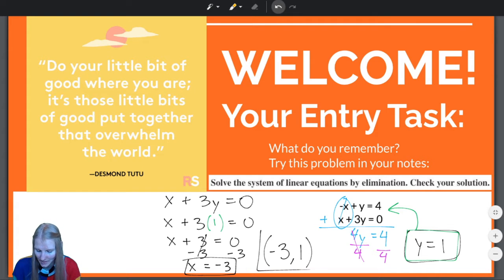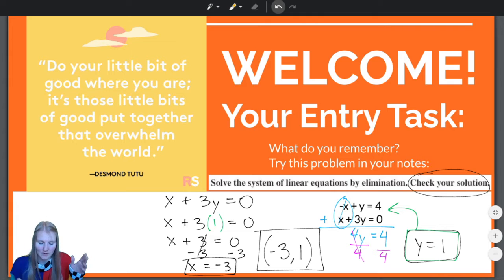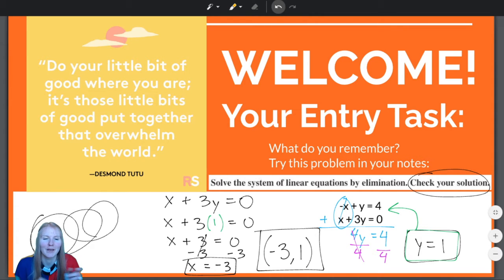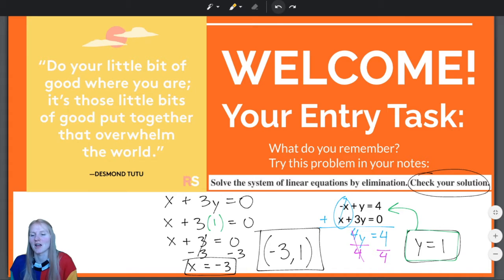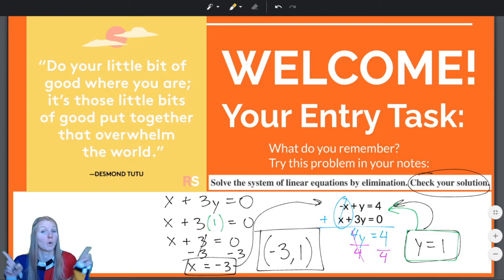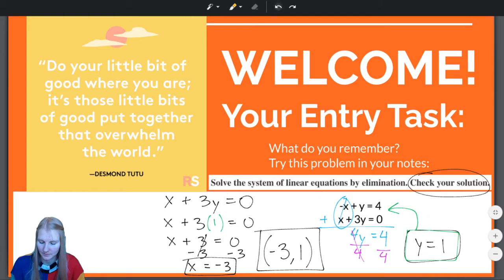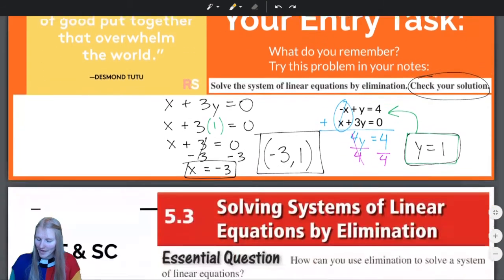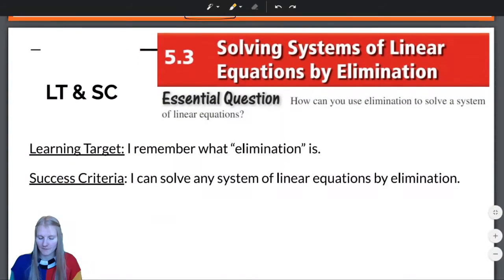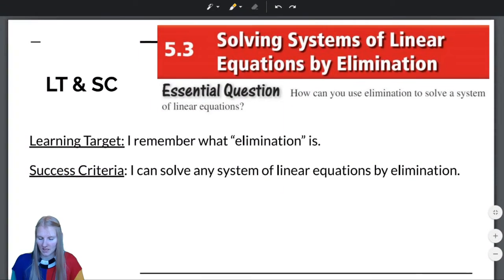And I know it says to check your solution. For the sake of space and time, I'm going to leave checking the solution up to you. So, plug these numbers back into our original equations and make sure that they work for both of the equations. Okay? That was a nice review from the first part of 5.3 that we did.